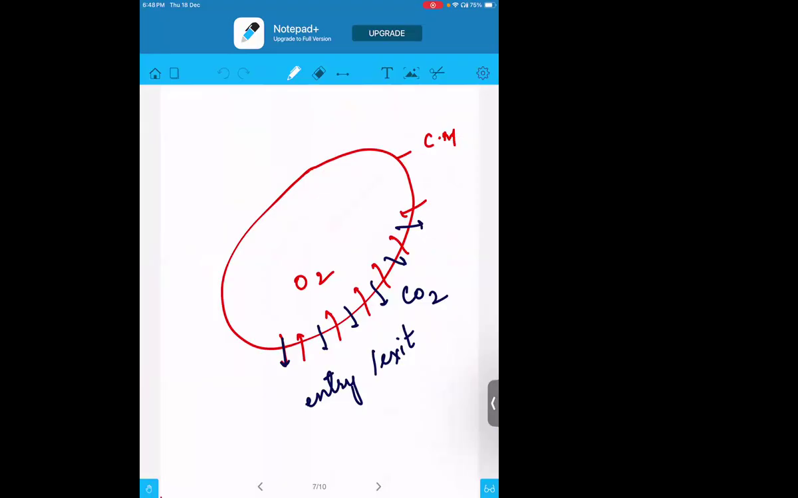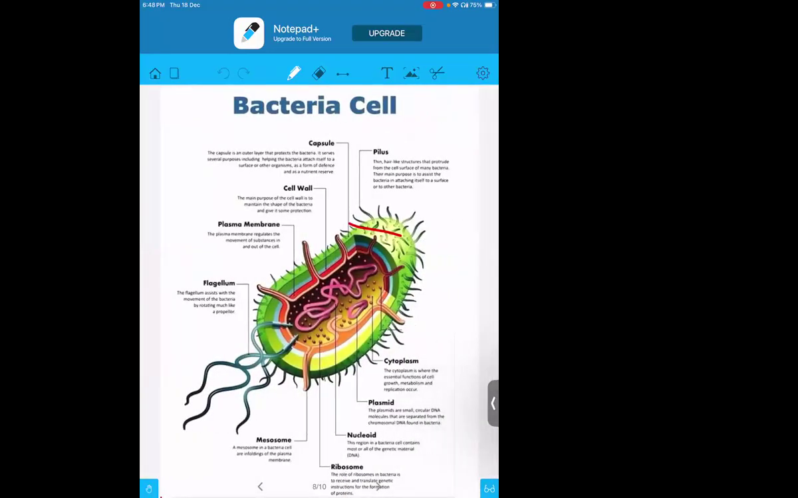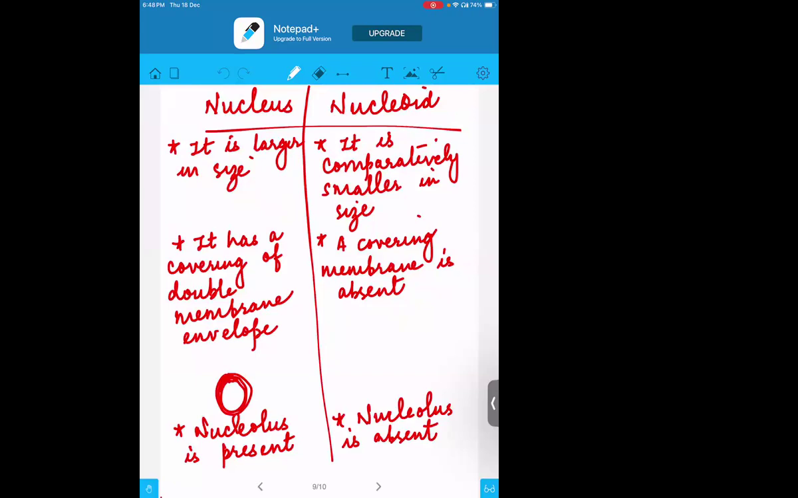Then, the bacterial cell has different parts: capsule, cell wall, pilus, plasma membrane, flagellum, mesosomes, ribosomes, nucleoid, plasmids, and cytoplasm. Then the last thing we have discussed is the nucleus and the nucleoid part of it. So any doubt any one of you have till here?